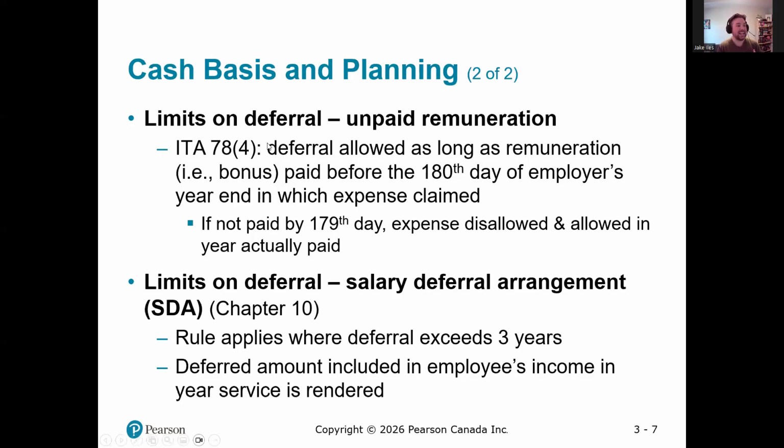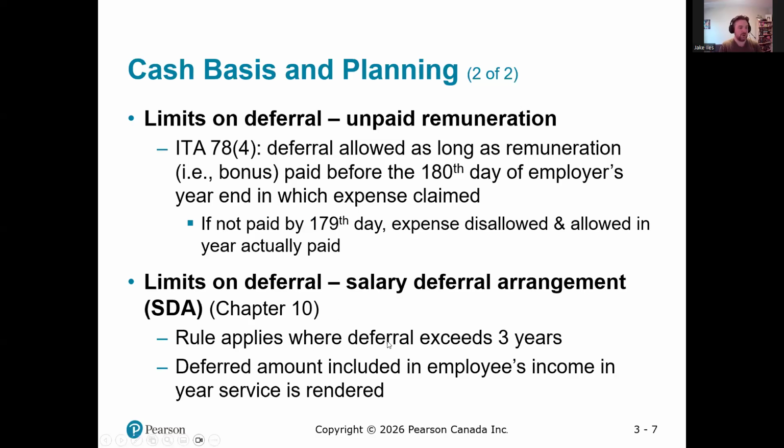So yes, we can have the deferrals, but we can only defer that income for a little bit of time. And it makes the difference between getting paid this year or next year. But they have to pay it within 6 months. It's to keep people from just continuously declaring bonuses and never actually paying it out, just hanging on to that money in their business forever. So they have to pay it out because this income needs to be reported and tax needs to be paid on it. There is a special arrangement called a salary deferral arrangement.